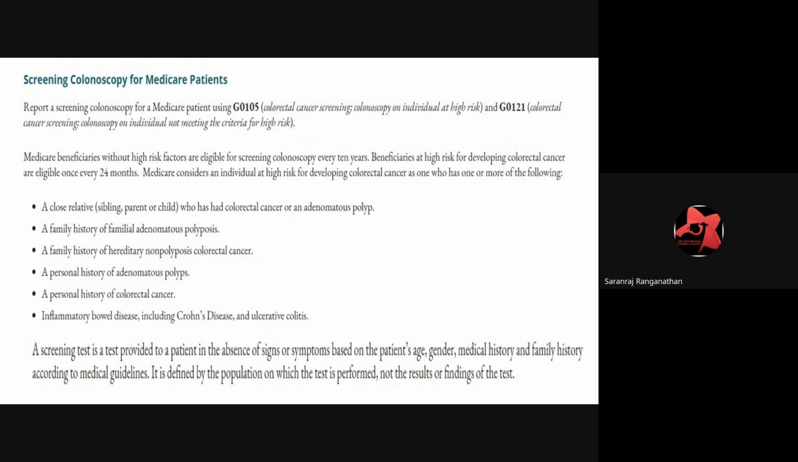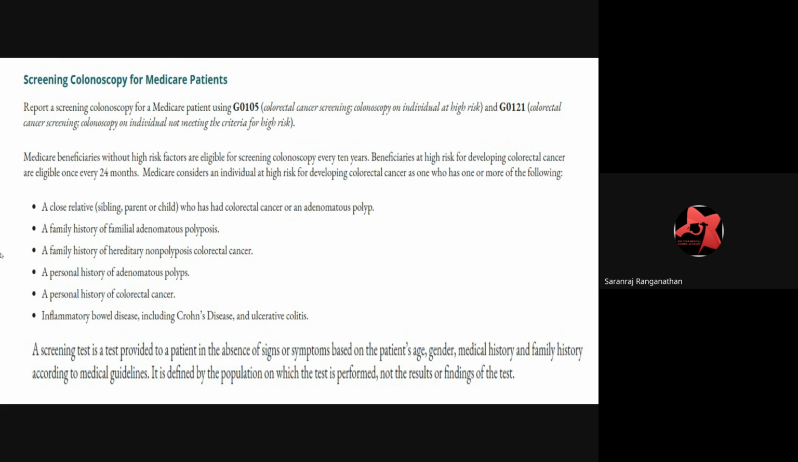Okay, in case of high risk, it means every 10 years without high risk is not the rule; with high risk, the patient is eligible only for every 24 months. So for without high risk it means every 10 years, with high risk it means every 24 months. So 24 months means every 2 years.